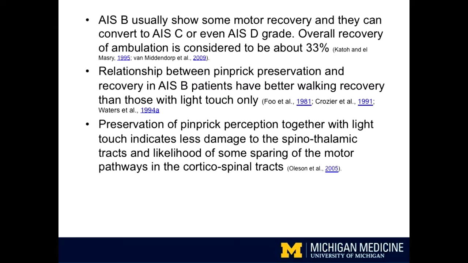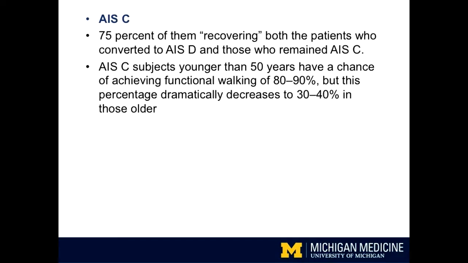Now, B's are your 50-50, right? I did mention the pinprick dull discrimination for walking recovery. C's are your 70-75 percenters. If they're younger than 50 years old, remember how I said 60 to 75, but if they're less than 50, you're looking at a 90% where they become some form of ambulator, either household or community.